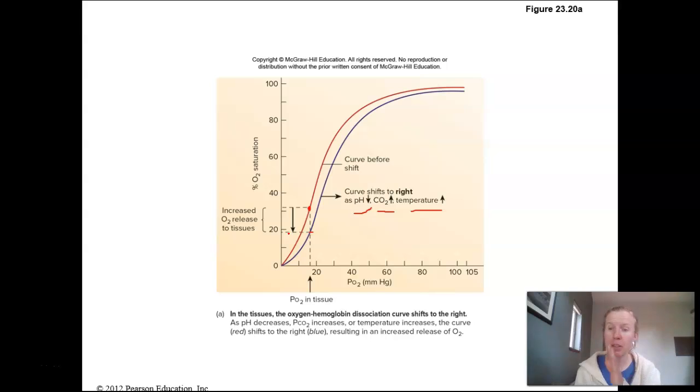The shift and the ability to release oxygen as a result of pH, that's referred to as the Bohr effect. So decreasing the pH, more oxygen is released. Okay.